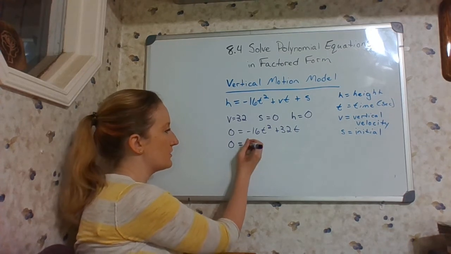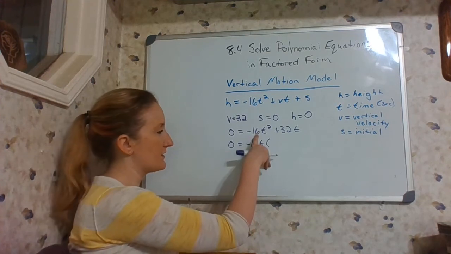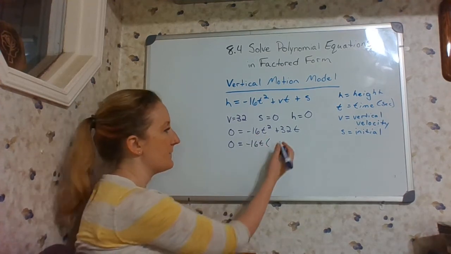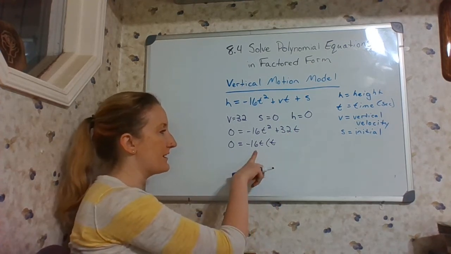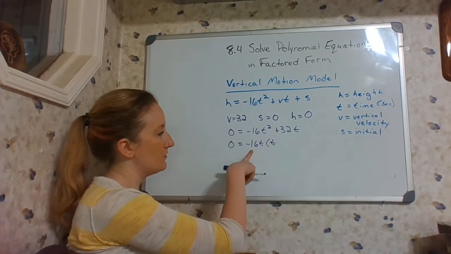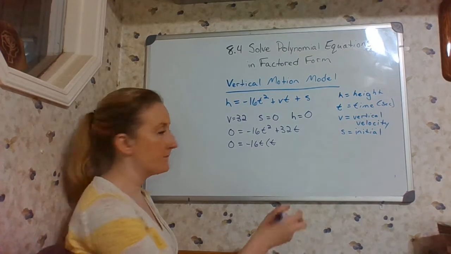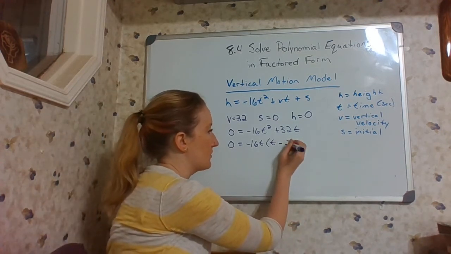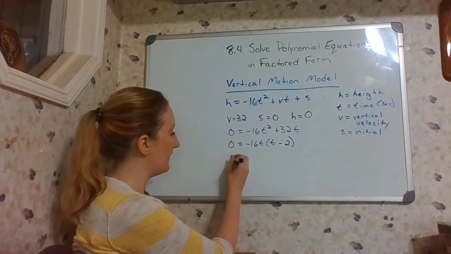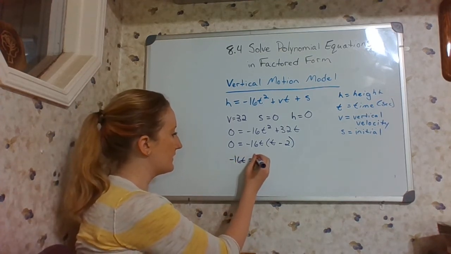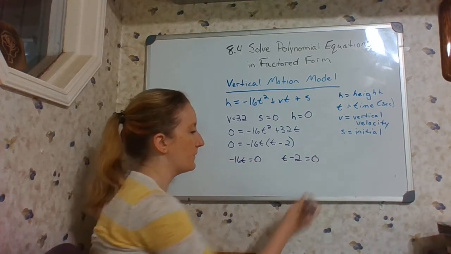So we have 0 is equal to negative 16t, which leaves us: negative 16t squared divided by negative 16t is just t. And then 32t divided by negative 16t: 32 divided by negative 16 is negative 2, and t divided by t is 1. So we're left with t minus 2. So now we can solve for t. We have negative 16t is equal to 0, and we have t minus 2 is equal to 0.